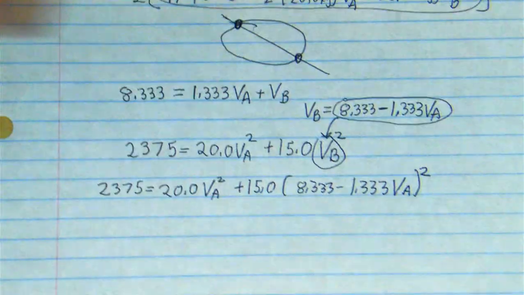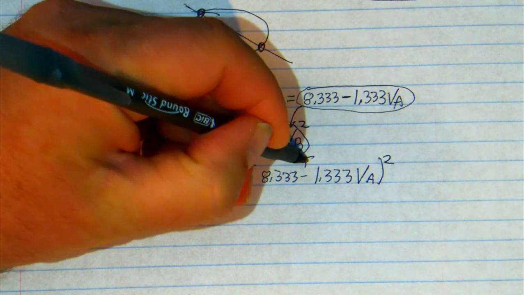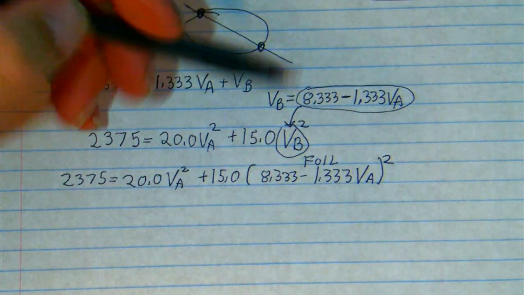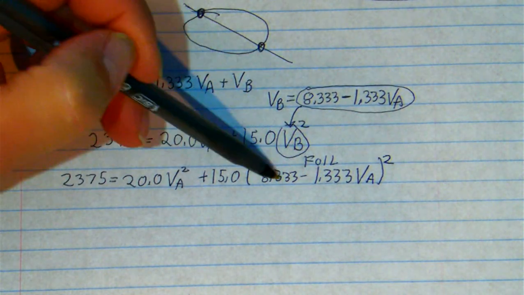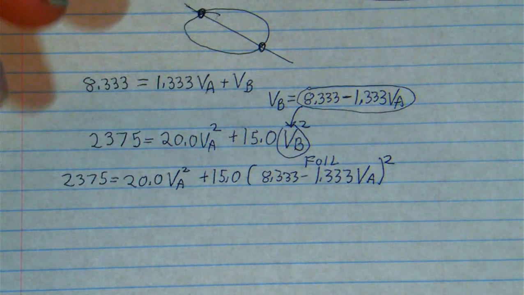afterwards. I have to square this expression. To square it, I'm going to use FOIL, meaning I multiply the first two terms, the outer two terms, the inner two terms, the last two terms.